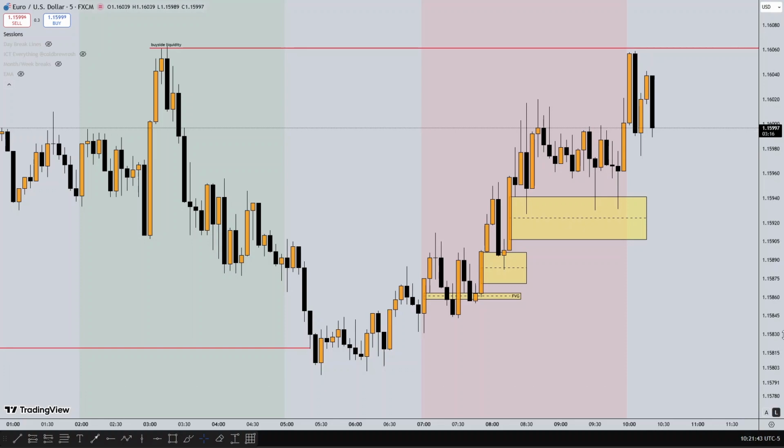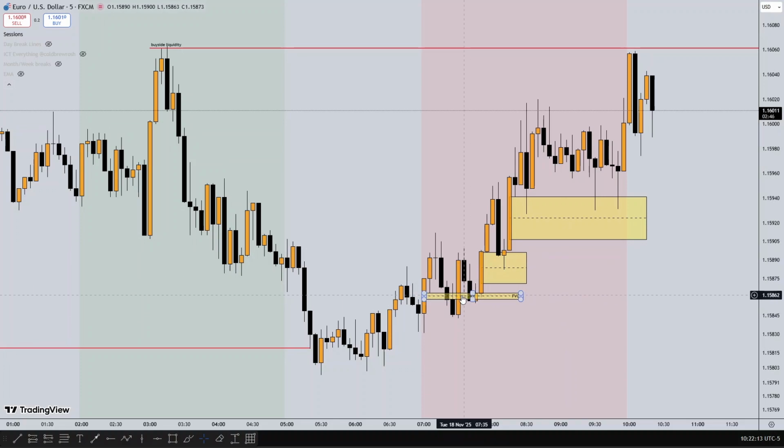So I'm on the 5 minutes of Euro USD. Price took out the sell side liquidity, which I pointed out, formed a swing low after the close of the 6 a.m. candle. After the close of the 6 a.m. candle, price created a swing high, forming an entry. You can enter directly from the 5 minute fair value gap, which is a good entry, which is actually the entry I took.